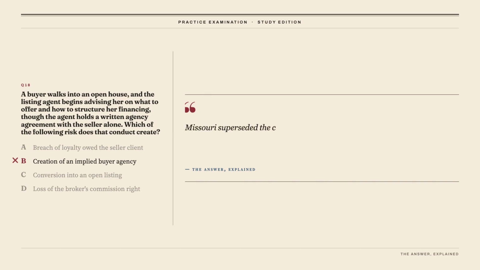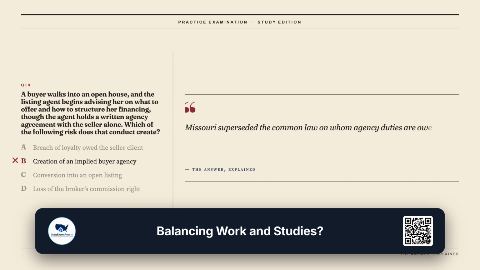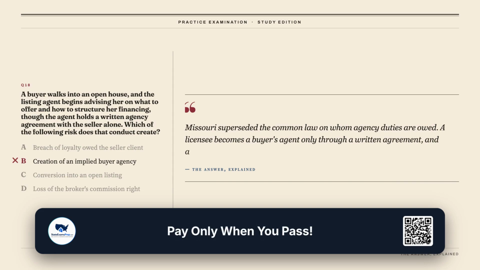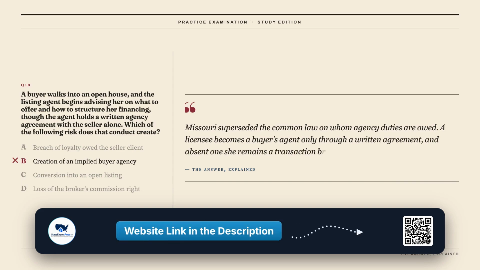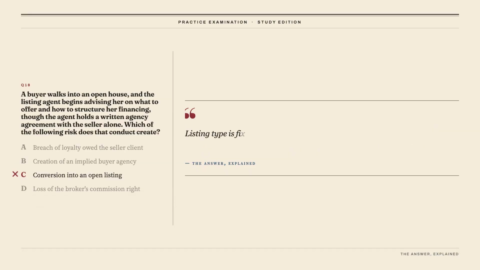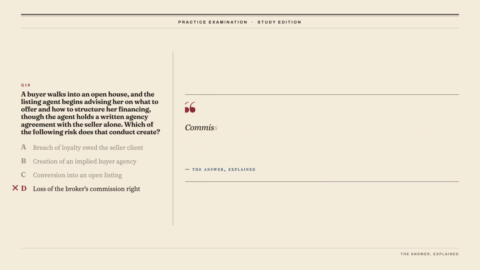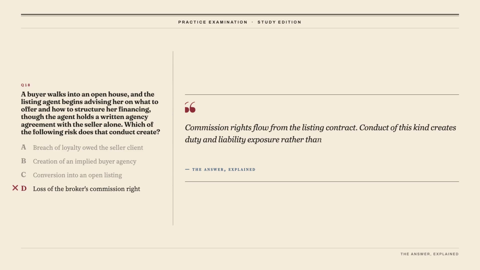B is wrong because Missouri superseded the common law on whom agency duties are owed. A licensee becomes a buyer's agent only through a written agreement, and absent one she remains a transaction broker. C is wrong because listing type is fixed by the contract the parties signed. Nothing a licensee says at an open house rewrites the compensation arrangement with the seller. D is wrong because commission rights flow from the listing contract. Conduct of this kind creates duty and liability exposure rather than automatically forfeiting compensation the broker has already earned.